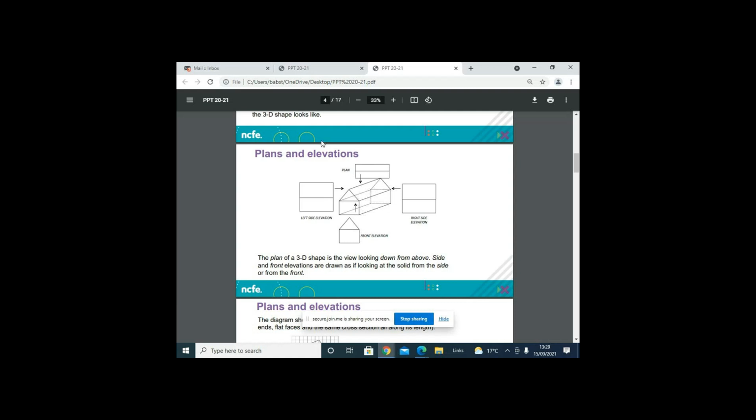So when you have to find the plane, just look at it from the top. How will the shape look? If you are in this position, the top, looking down, how will the shape look? That is the plane elevation.